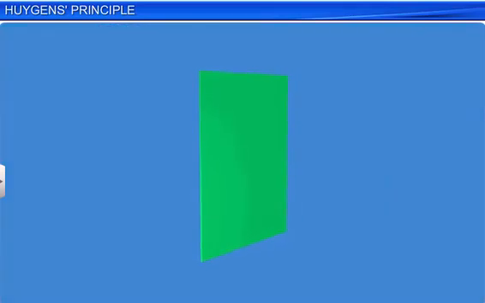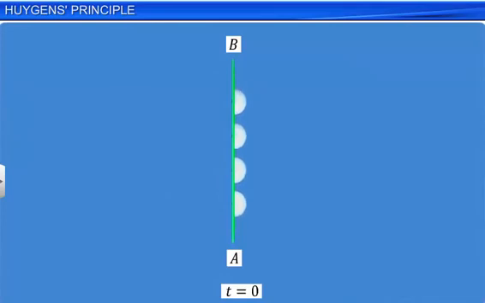Now let us use Huygens Principle to find the location and shape of a plane wavefront at a later instant of time t. Let AB be a plane wavefront at time t equal to 0. According to Huygens Principle, each point of AB acts as a source of secondary wavelets. The radii of these spheres will be vt after t seconds. The plane touching these small spheres in the forward direction gives the shape and location of the new wavefront after t seconds.